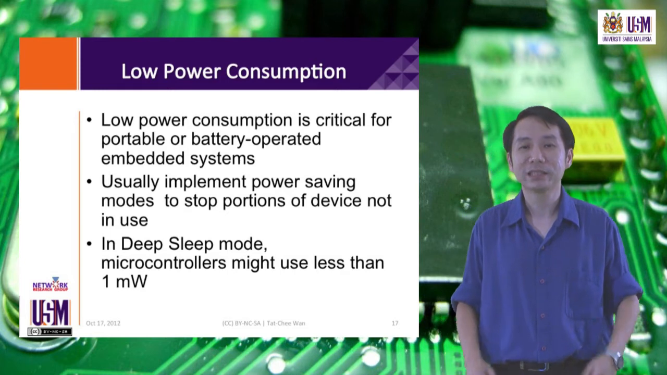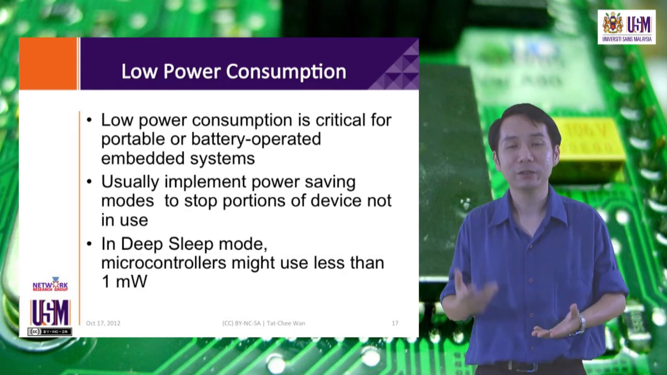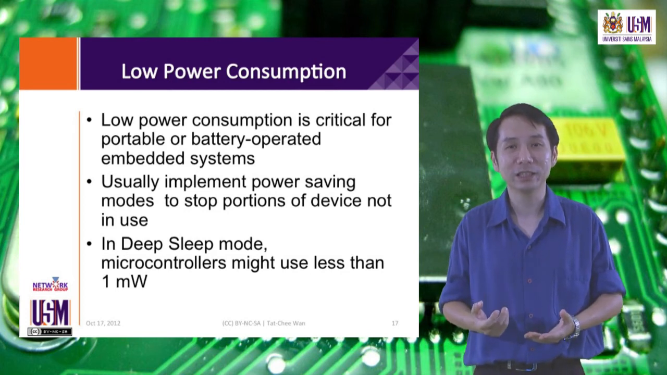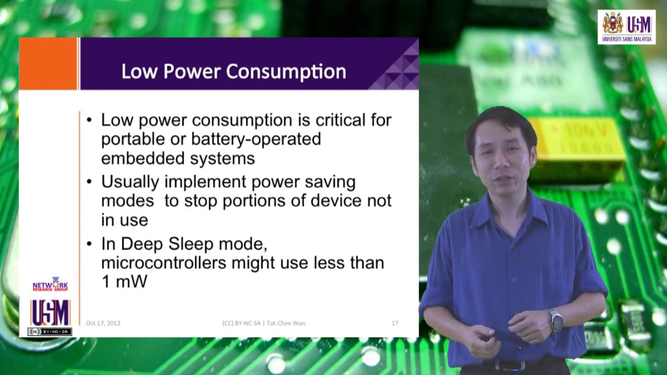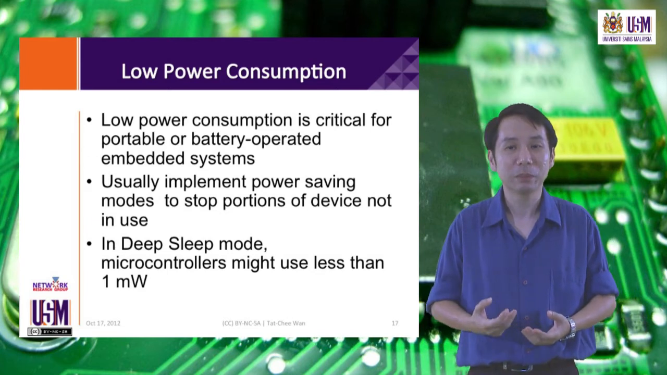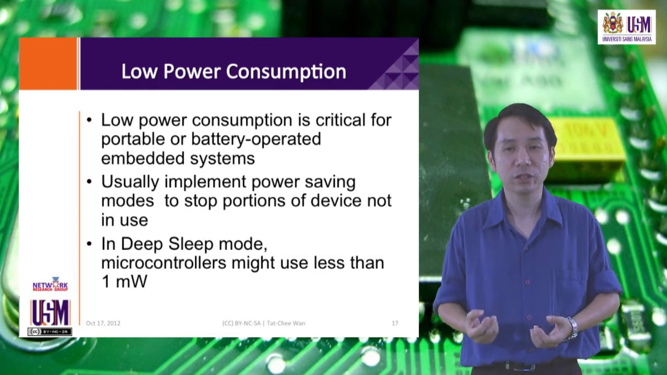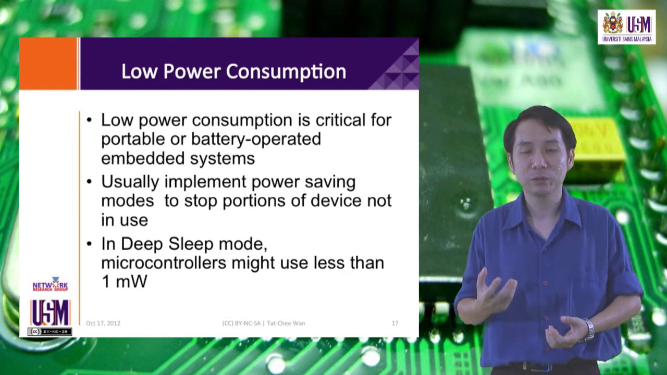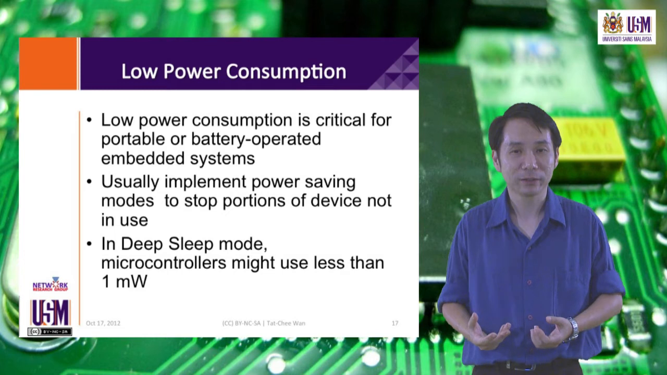Low power consumption is critical for portable or battery operated embedded systems. We do not want our handphone or smartphone to die on us as we are in the middle of a conversation or in the afternoon during lunch. And to overcome this problem of high power consumption, we normally need to implement power saving modes. These power saving modes will stop the execution of certain devices in the system that we are working on, so that they will not be powered when not in use.